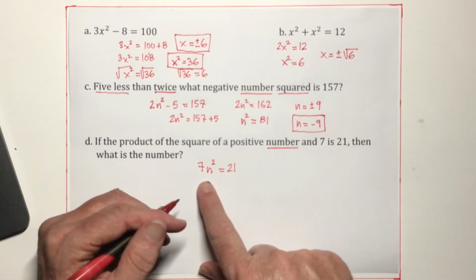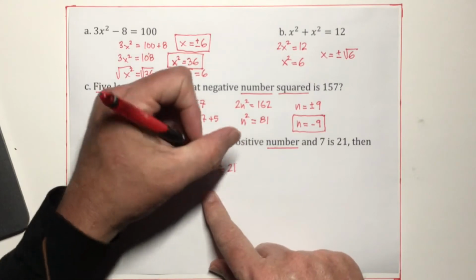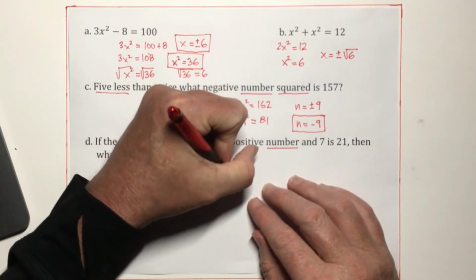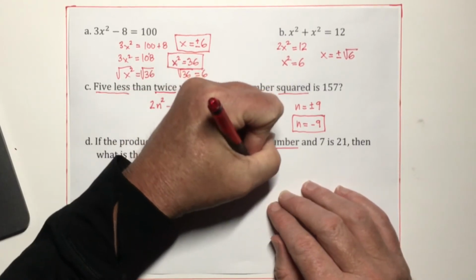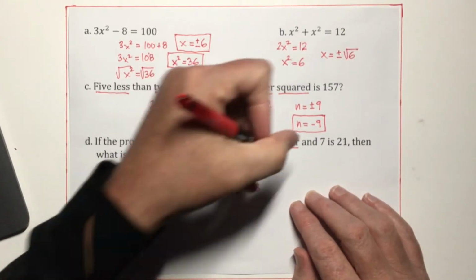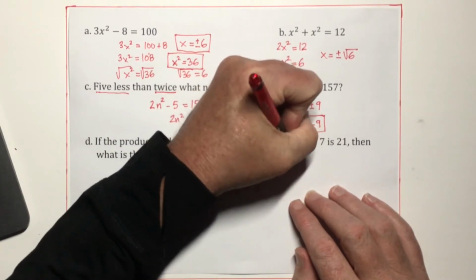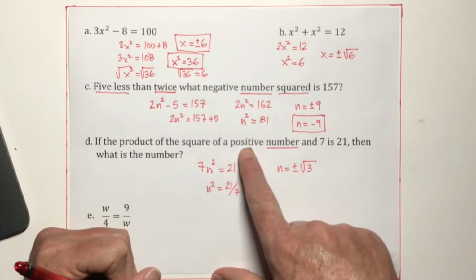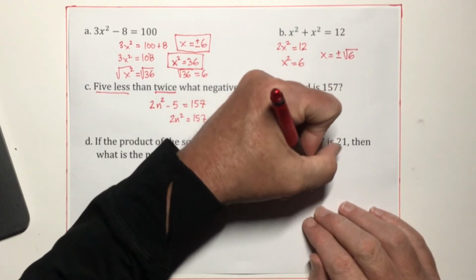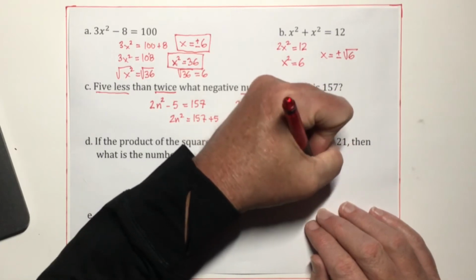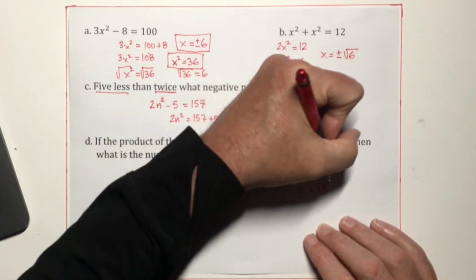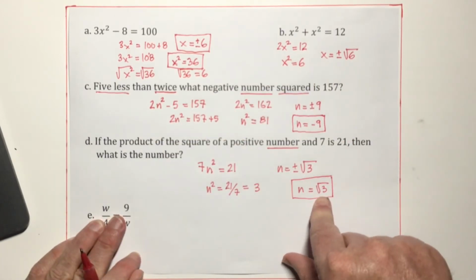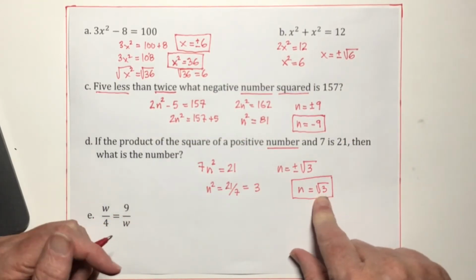Okay, so there we go. Now we are going to divide by 7. So n squared equals 21 over 7. We all know 21 over 7 is 3. n squared equals 3, so that means n is equal to plus or minus the square root of 3. Now they're asking for only the positive one, so our official answer for this problem will be n equals the square root of 3. And again, you could figure out what that is on your calculator, but that's a better way to write it, just square root of 3.